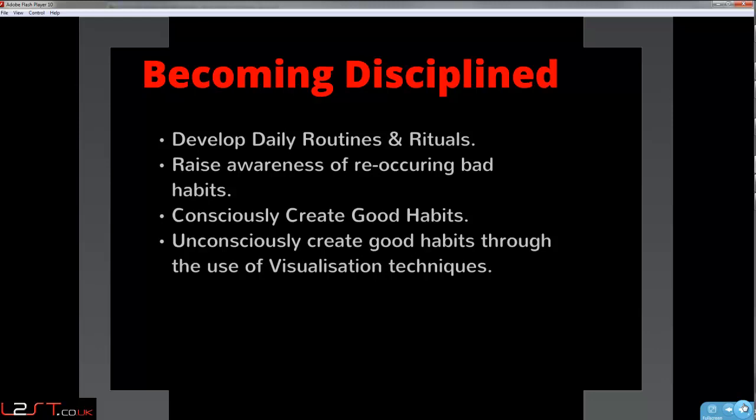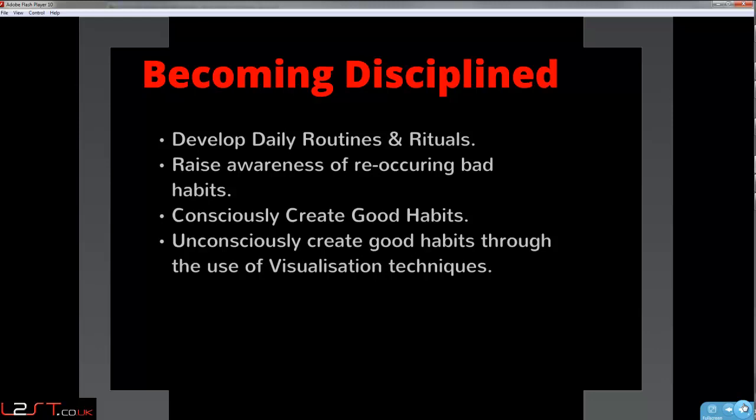So also unconsciously create good habits through the use of visualization. Very powerful technique. Most of us know it and we understand the power and the strength of it, but most of us don't do it. And it's important that you do it. Visualization is very, very powerful, and if you do one thing more than anything else, make sure you visualize your day ahead and visualize yourself achieving your objectives and being where you should be at the end of the day.